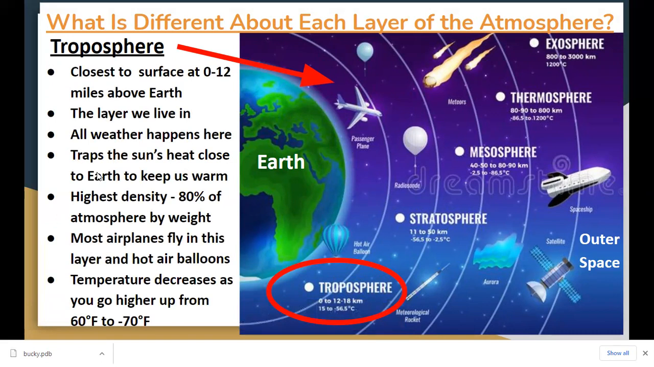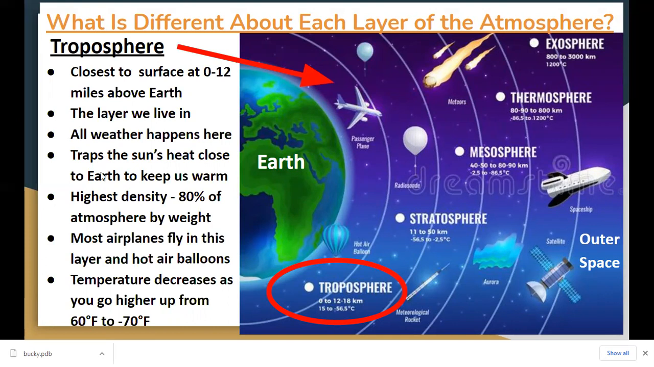So here's all the differences in the troposphere. So it's closest to the surface. It's 0 to 12 miles above the Earth. It is the layer that we as people live in. And all of the weather happens here in the troposphere. So we're going to want to learn about the troposphere, because we're going to learn about weather in this unit. It traps the sun's heat close to the Earth, and it keeps us warm. The troposphere has the highest density air, 80% of the atmosphere by weight. So 80% of the heaviness of the atmosphere is in the troposphere.